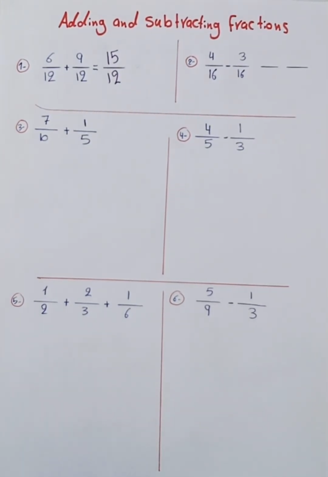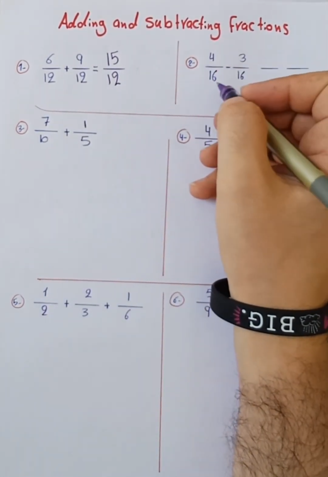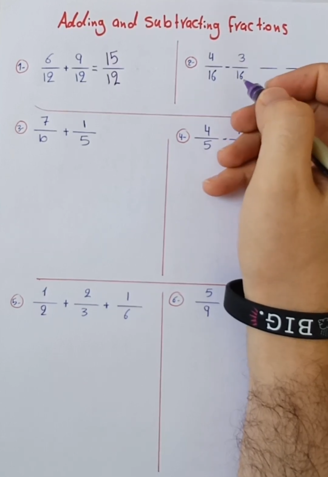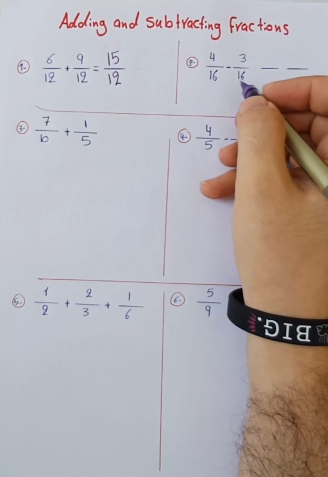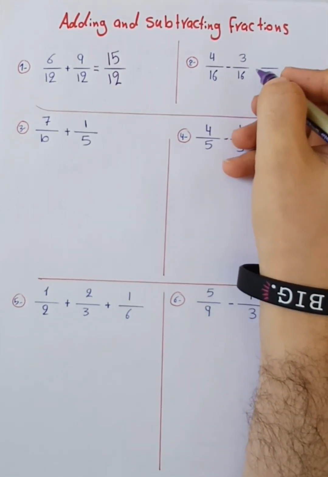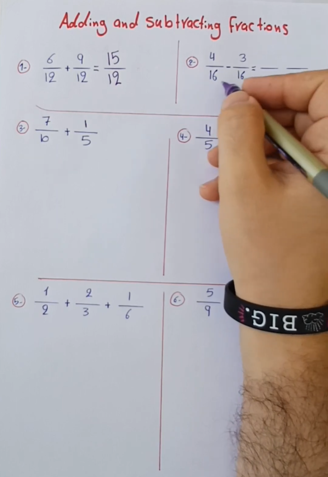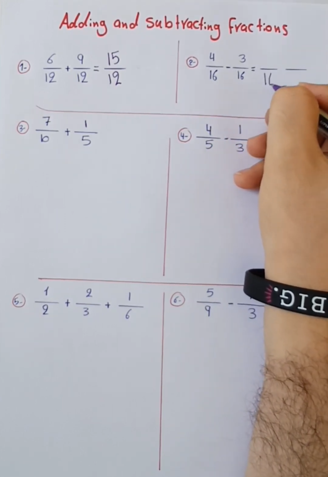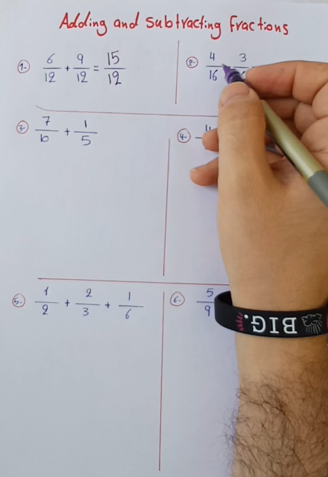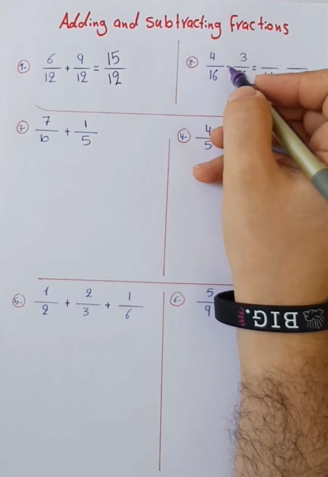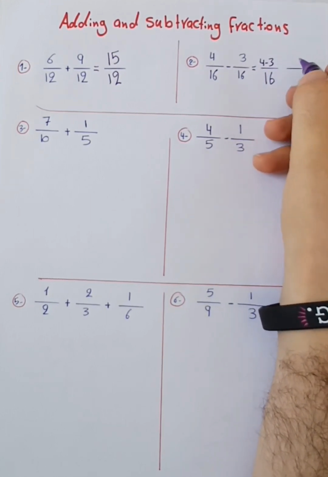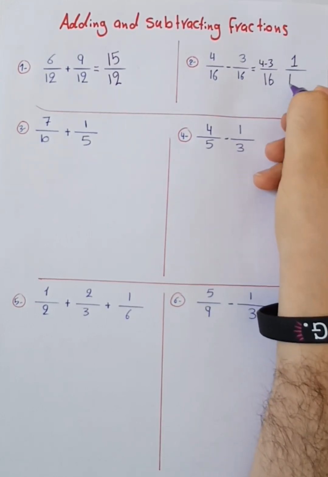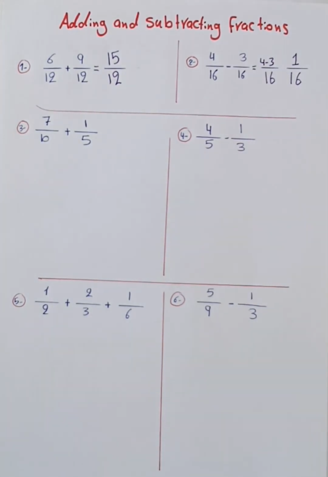And then example number 2, we have 4 out of 16 minus 3 out of 16. They are like fractions because we have 16 for both fractions as a denominator, so when we subtract we have to write the denominator without change, and then we have to subtract only the numerators. 4 minus 3 equals 1 out of 16, so the difference between these two fractions is 1 out of 16.